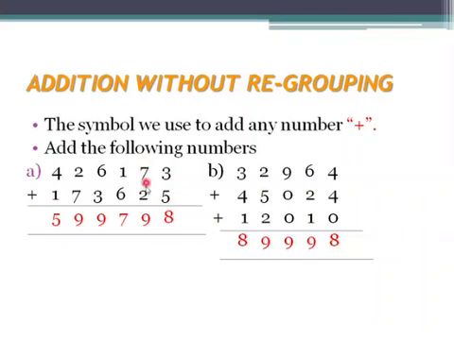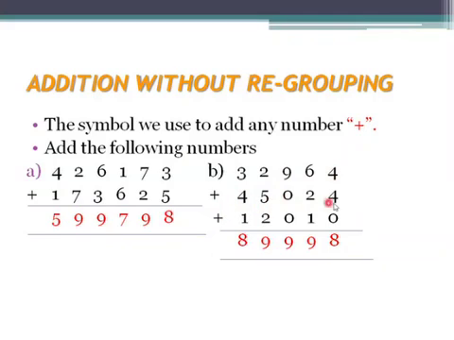In the same way, 7 plus 2, 8, 9. You will get 9. 6 plus 1, 7. 6 plus 3, 9. 7 plus 2, 9. 4 plus 1, 5. So we get the answer 5,99,798. In this way we will add. It is very easy. Next, let us see the next example.